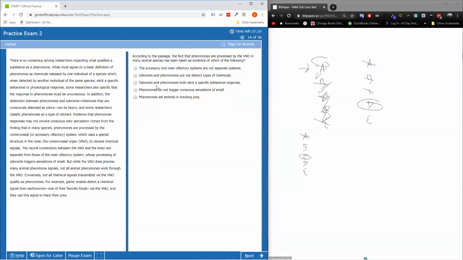There's no consensus. What do I want to do in the passage? The fact that pheromones are processed by the VNO in many animal species has been taken as evidence of which of the following: that it's unconscious.